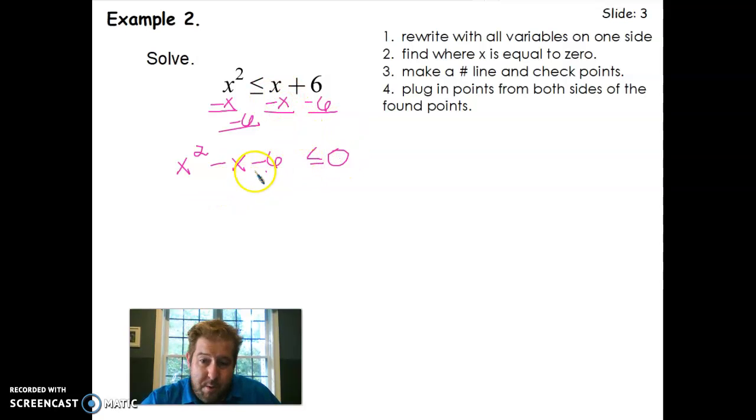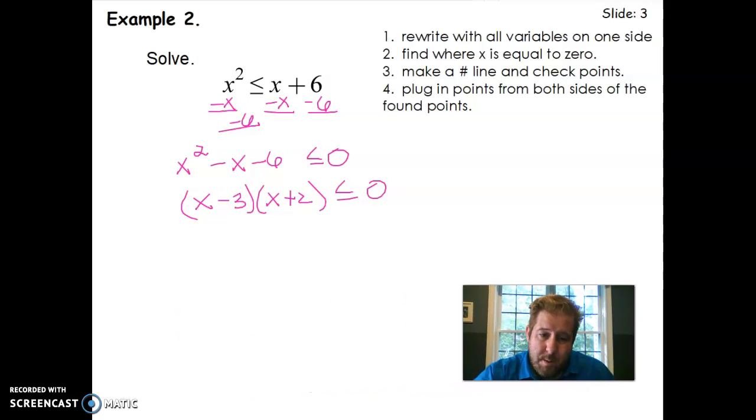Next thing I'm going to do is factor this. I'm looking for two numbers that give me negative 6 when multiplied, but also add up to negative 1. That would be negative 3 times positive 2. Negative 3 times positive 2 is negative 6, and when I add them, I get negative 1. So this is the same thing as this if you FOILed it.